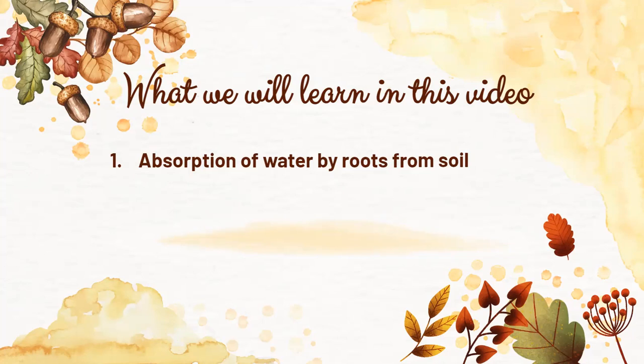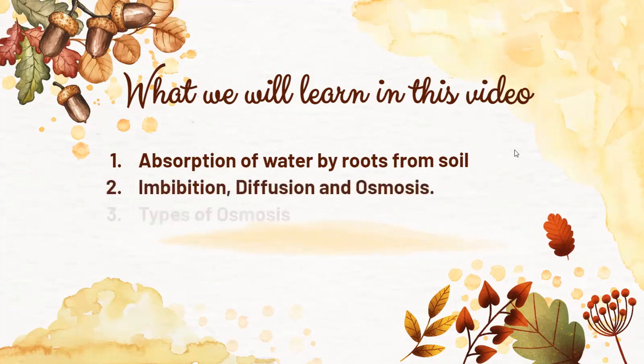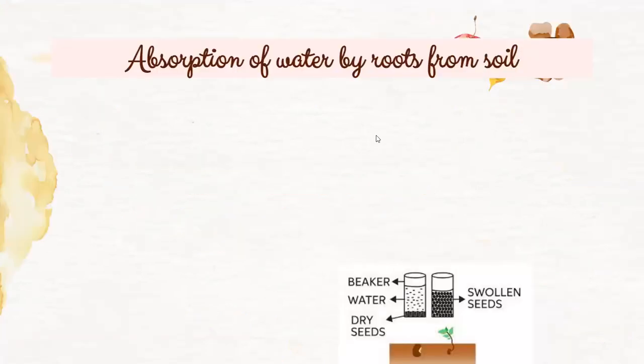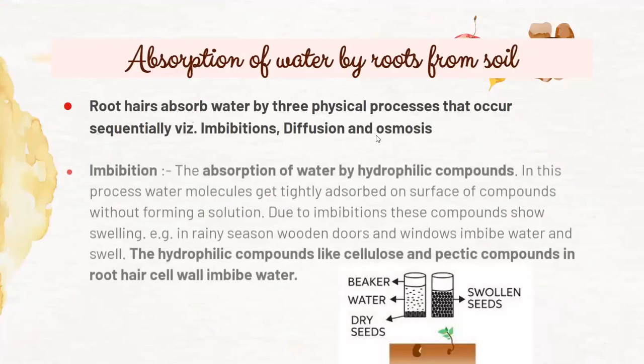So the root hair can absorb this capillary water by any of these three processes, physical processes like imbibition, diffusion, or osmosis. Some of the terminologies you might have studied in lower standard, but anyway we will be doing it in detail in this chapter. So let's begin directly. The first type is imbibition.